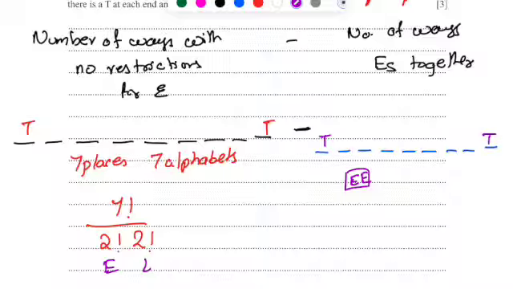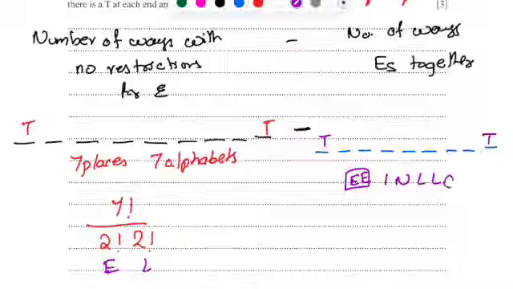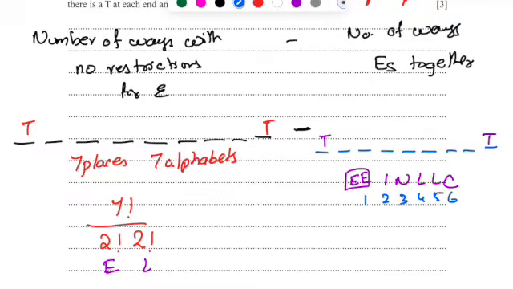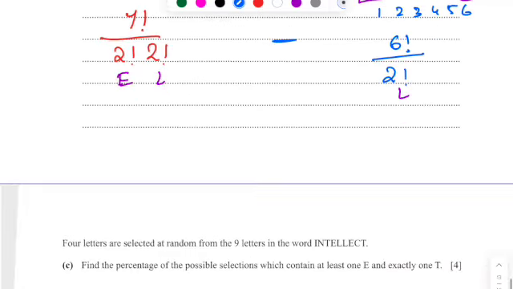Then I'm left with nothing but I, N, L, L, C. So how many units are these? 1, 2, 3, 4, 5, 6. 6 units can be arranged in 6 factorial divided by 2 factorial. This 2 factorial is for L. So minus this one, 7 factorial by the earlier one. So this is 1260 minus 360. So the answer is going to be 900.